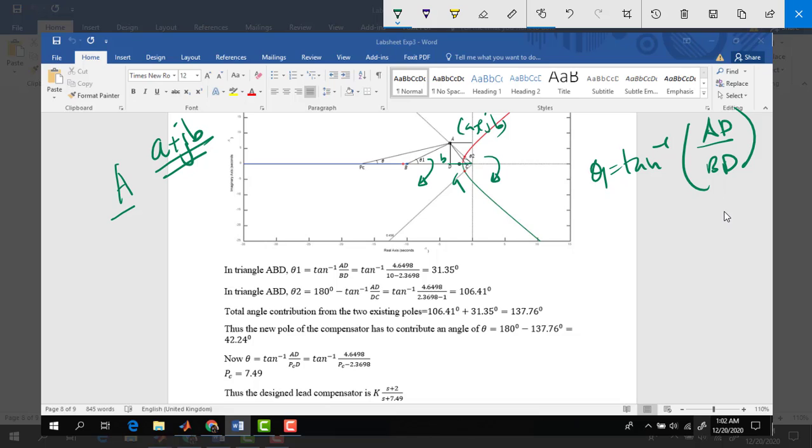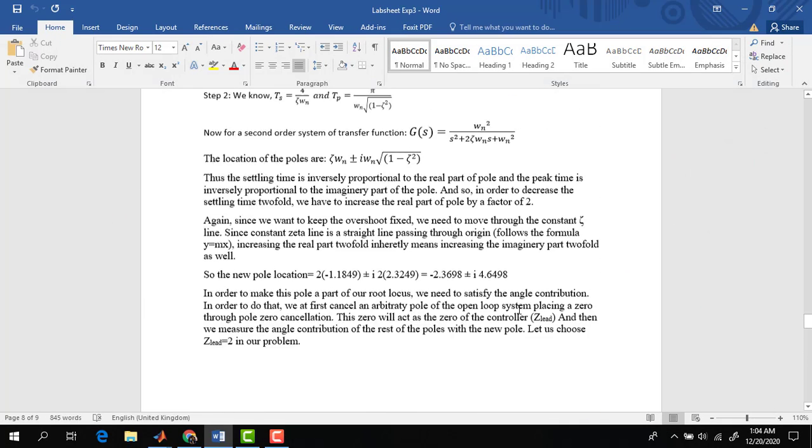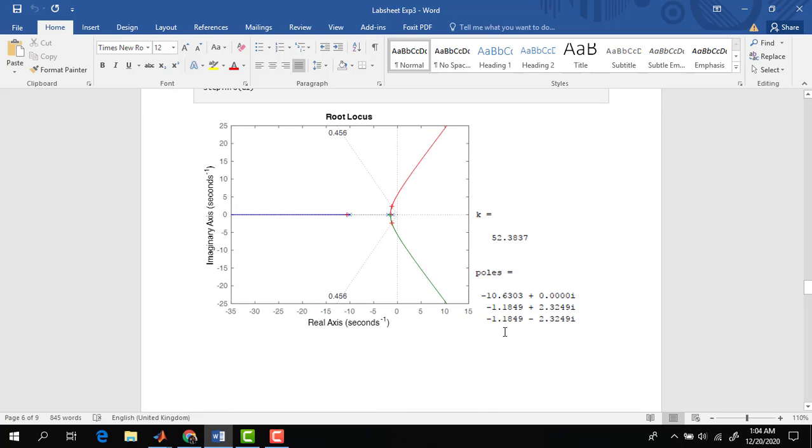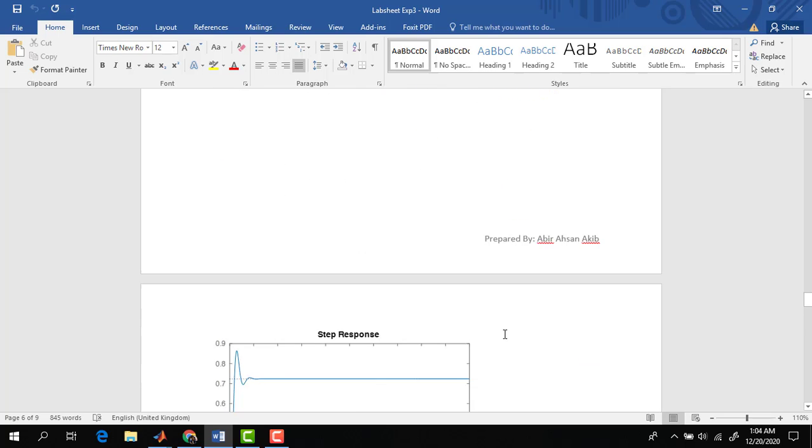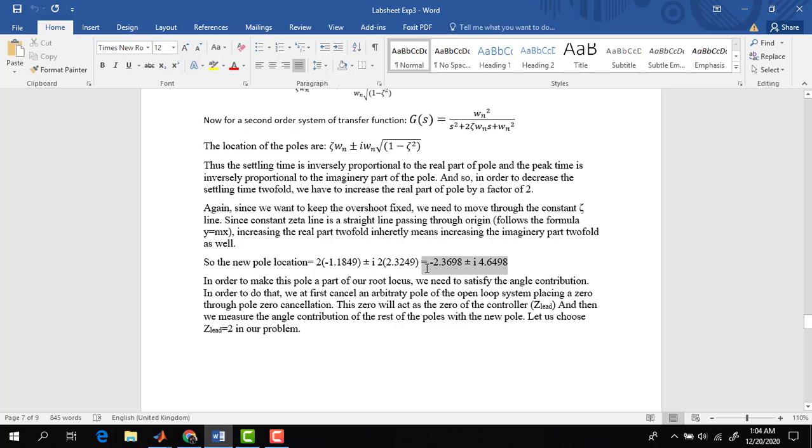So by this we know the value of B, and we also know the value of this portion, which is 10, because it is s equal to minus 10. So we can write that tan inverse 4.64 by 10 minus 2.36. How are we getting these values? Please remember that our original pole location was minus 1.18 minus 2.32. So we need to multiply it with 2. After that we will get this value. You can see minus 2.3698 plus minus j, 4.6498.